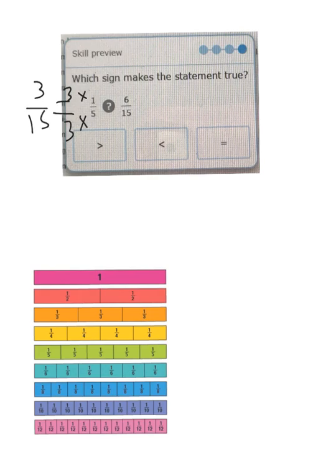So now I'm looking at 3/15 in comparison with 6/15. Obviously, 6/15 is bigger. So my answer would be like so. This one. 3/15 is less than 6/15. Okay, good luck.